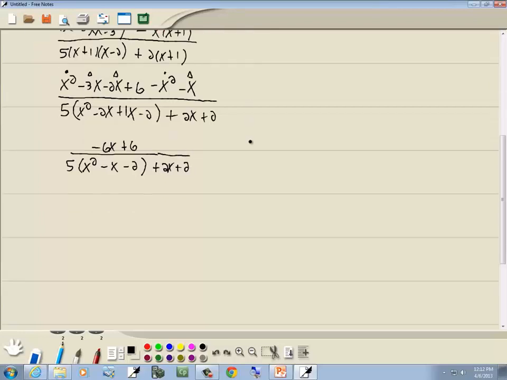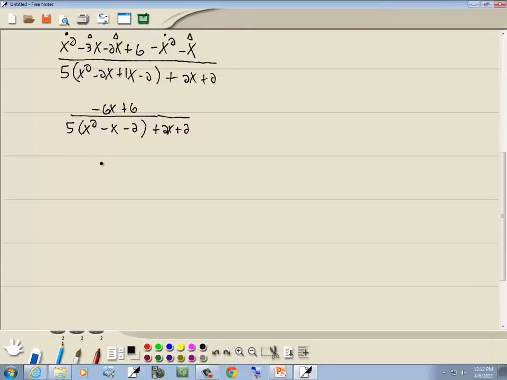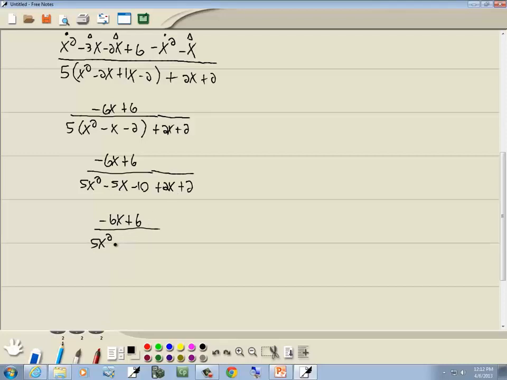Well, now we'll multiply the 5 through. So I've got negative 6x plus 6 over 5 times x squared is 5x squared. 5 times negative x is negative 5x. 5 times negative 2 is negative 10, plus 2x plus 2. Combine together like terms. We've got negative 5x plus 2x gives us negative 3x. Negative 10 plus 2 gives us negative 8.